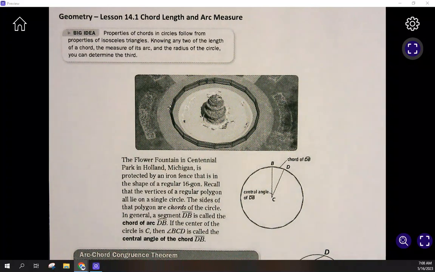This is geometry lesson 14.1. We're in the last chapter in the book. We are looking at chord length and arc measure. So we are back looking at circles. The big idea says the properties of chords in circles. We'll talk about what that means.